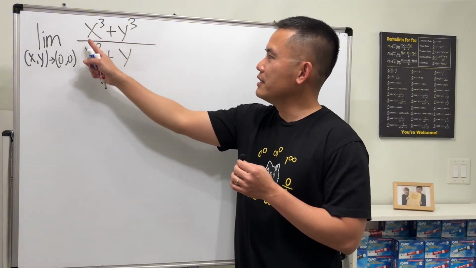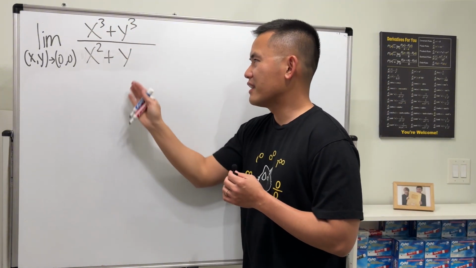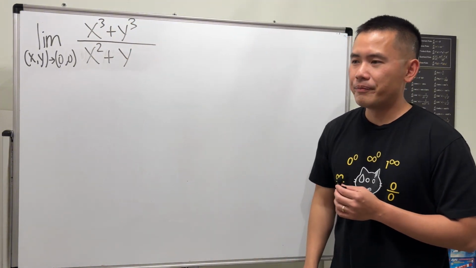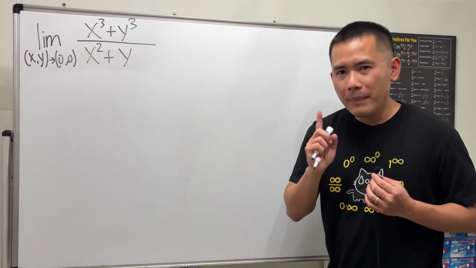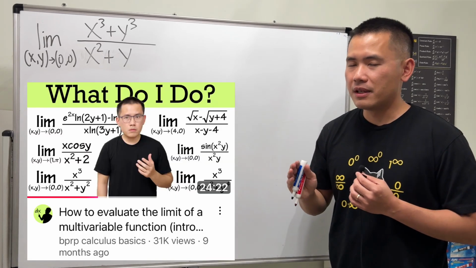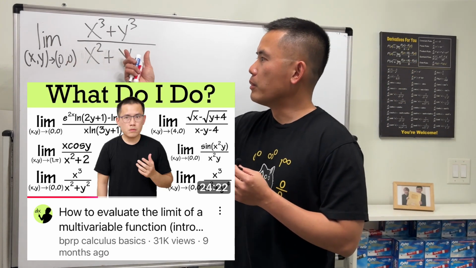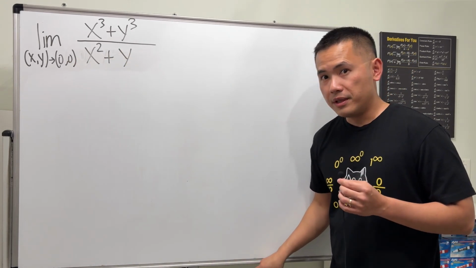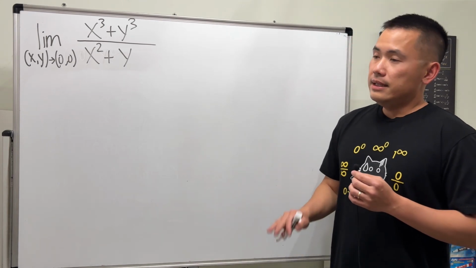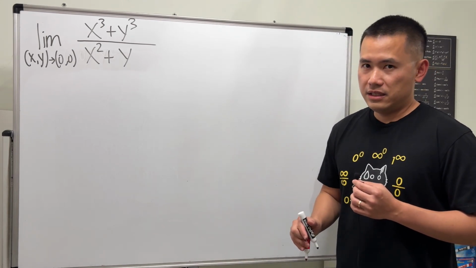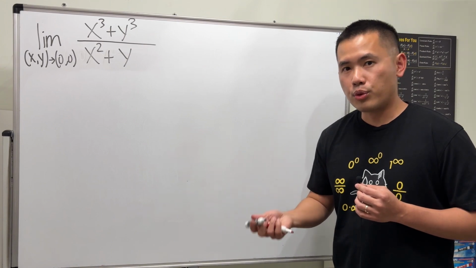And of course, if you look at this expression, we cannot factor anything, cancel anything, not that either. Before we continue though, make sure you check out my video because I showed you guys several methods on how to evaluate the limit of a multivariable function. The link will be in the description. It's usually not that easy. So why don't we try the other approach?